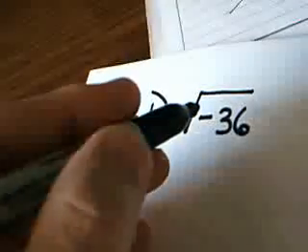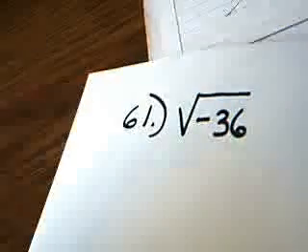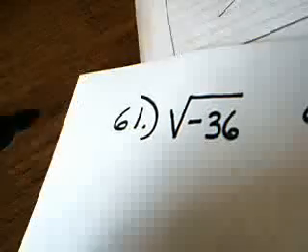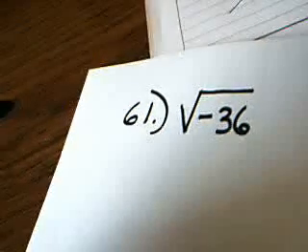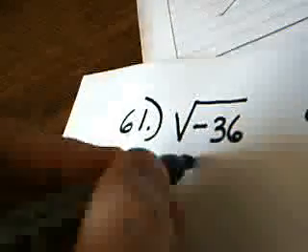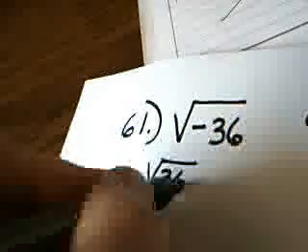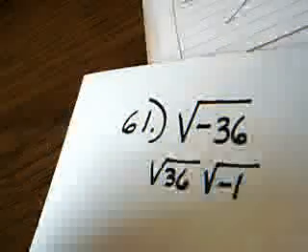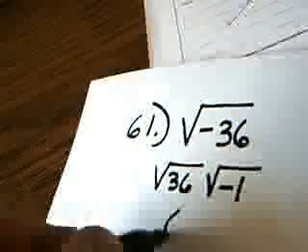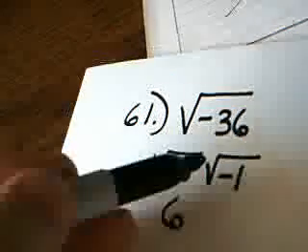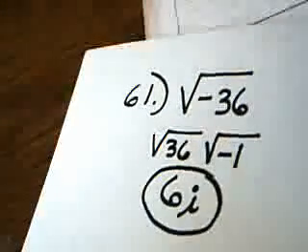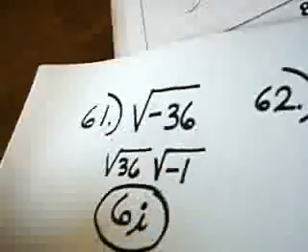I don't really have to show any work here. The final answer here turns out to be 6i, which is an imaginary but not a real number. If I did show some work, this is how it would go. If I broke this up as the square root of 36 times the square root of negative 1. The square root of 36 is 6, and by definition the square root of negative 1 is i, and we end up with the imaginary answer 6i.